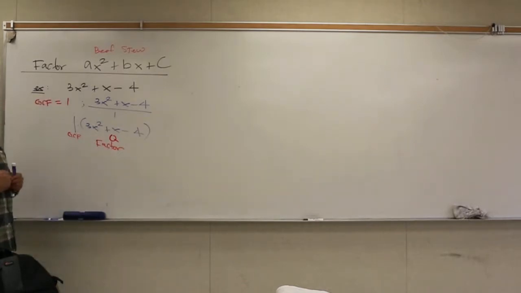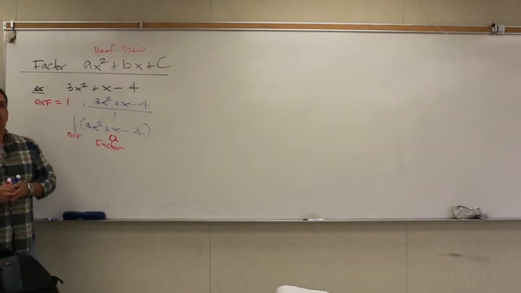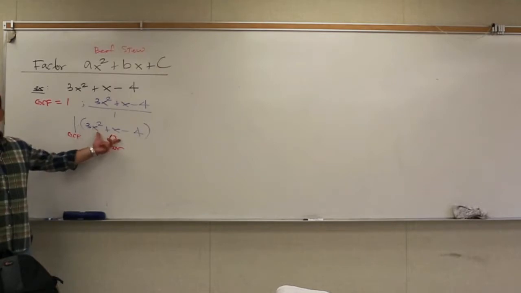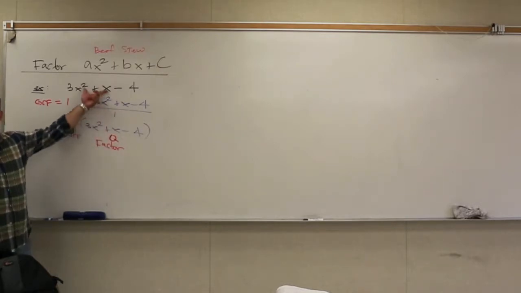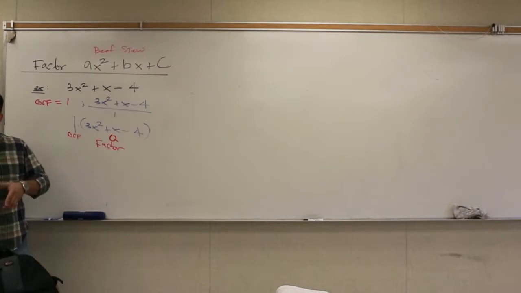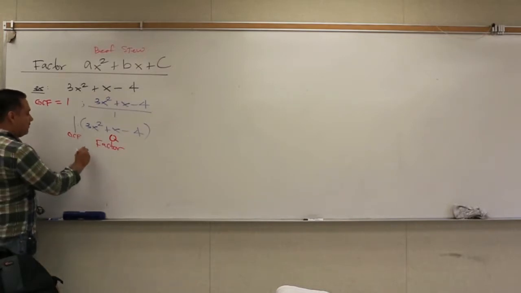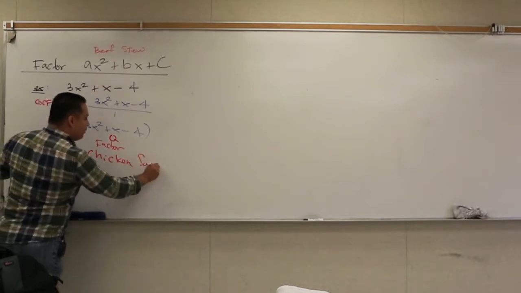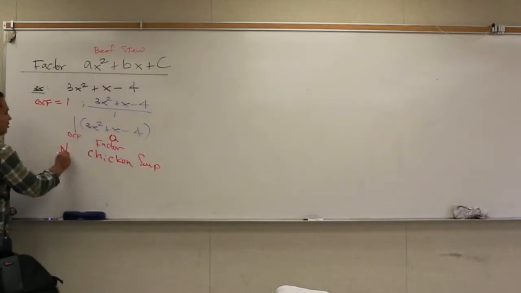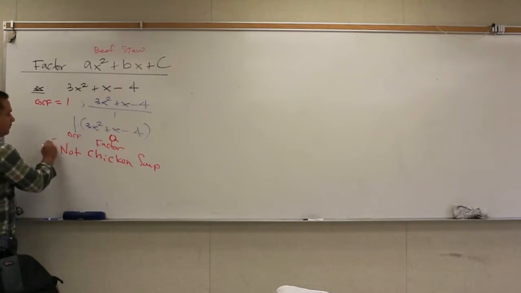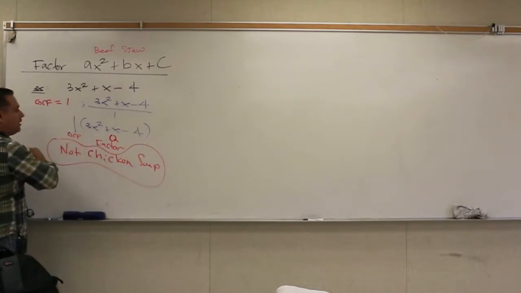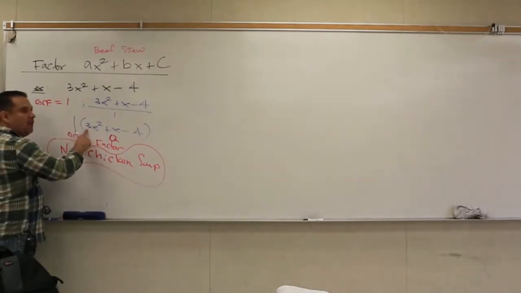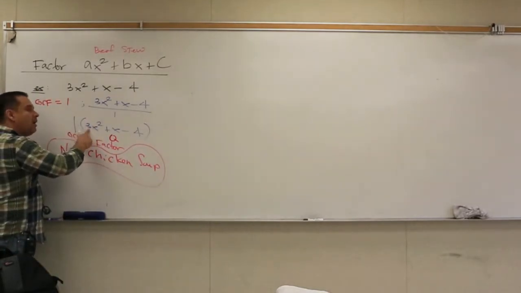And you look at this and you say, wait a minute. Does anybody notice something about this? The quotient is the same as the original expression, but more importantly, this is not chicken soup. That's what you want to notice, because chicken soup had a 1 in front of the x squared.